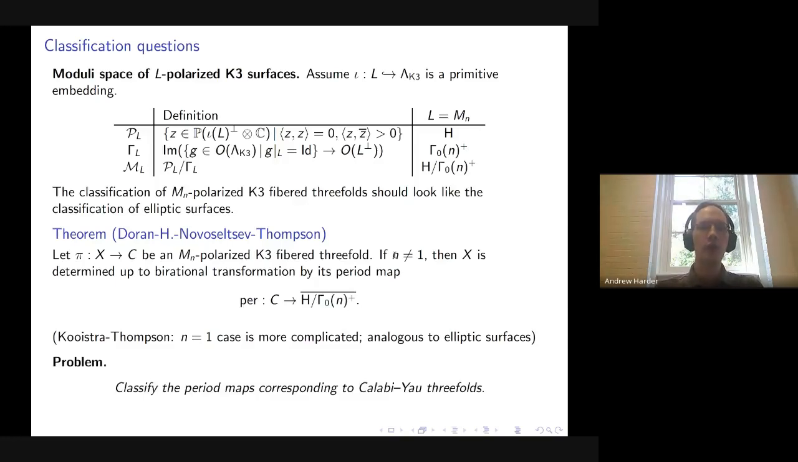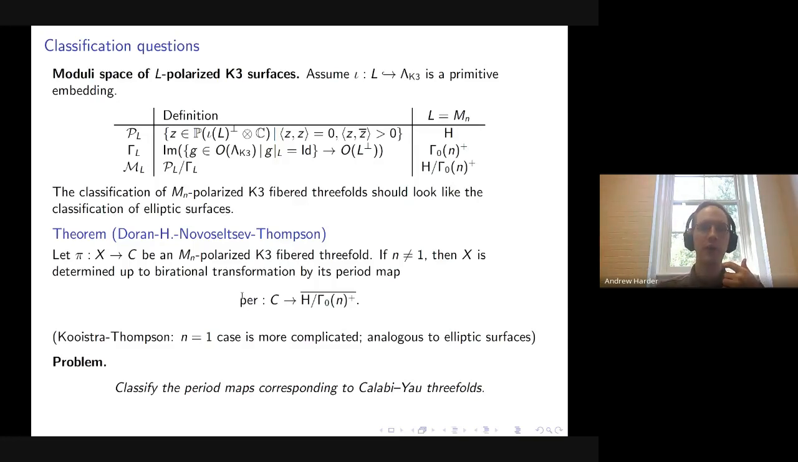Okay, so great. Now that we've gotten this theorem, we know that these K3 fibred threefolds with Mn lattice polarizations are classified by their period maps. So the question is, given a period map, can the total space, the K3 fibred threefold that has this period map, be Calabi Yau or not? So I want to detect this, and this is where Picard Fuchs equations are going to enter the equation.